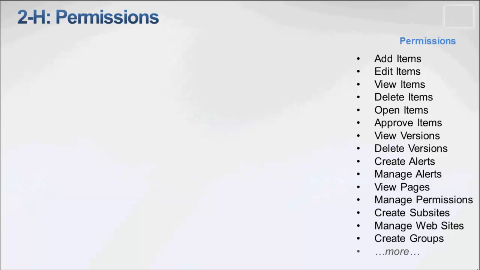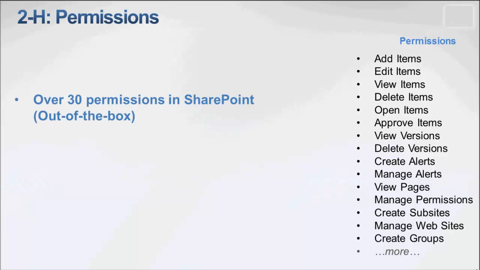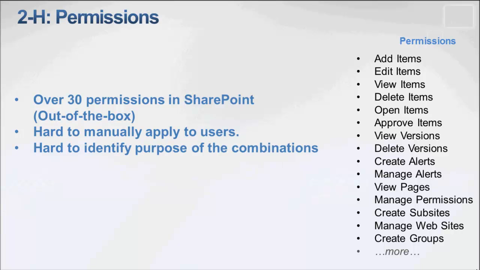Now if you try and assign those permission items individually to each user or group, the problem is it's too hard to manually apply those to users. You could make the wrong combination and give them the wrong permissions by mistake. It's hard to identify the purpose of the combination. If you tick 6 or 7 boxes, how do you easily identify what that permission is granting?